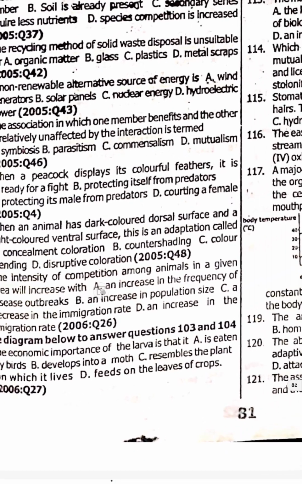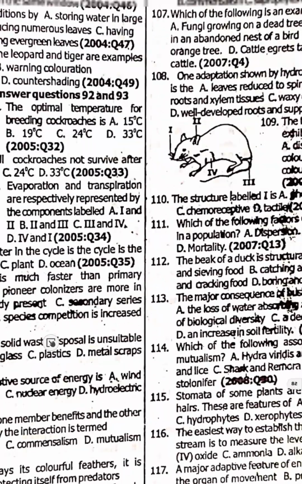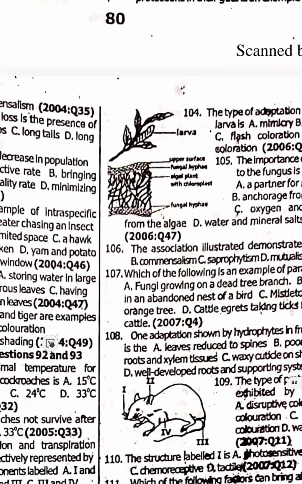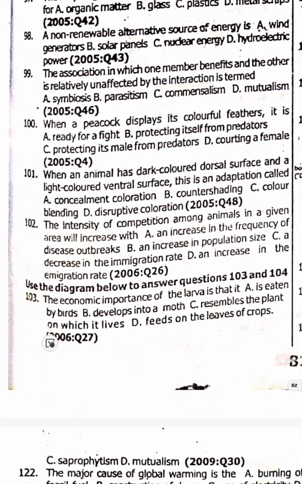The diagram below. The economic importance of the larva is that it does what? Here's the diagram. See the diagram. Larva. So the economic importance of that larva is that it helps to feed on the leaves of the crop.